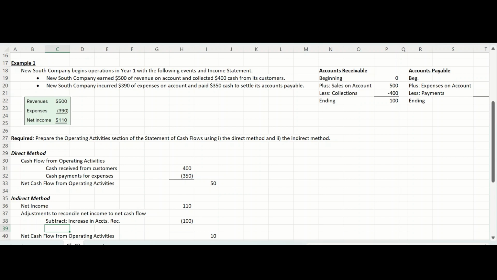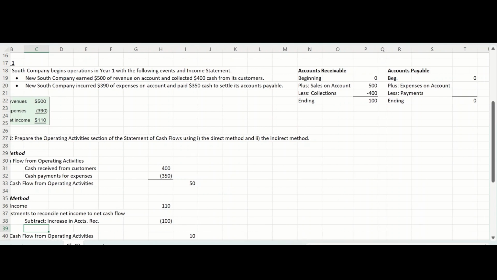Next, we need to look at the current liability account of accounts payable. Again, we're starting the year with no operations. Last year we're zero. We just started operations, so $0. We need to add any expenses on account, so $390. And then remove any payments to settle those accounts, so $350, which gives us a $40 ending balance in accounts payable. That is an increase from $0 to $40.